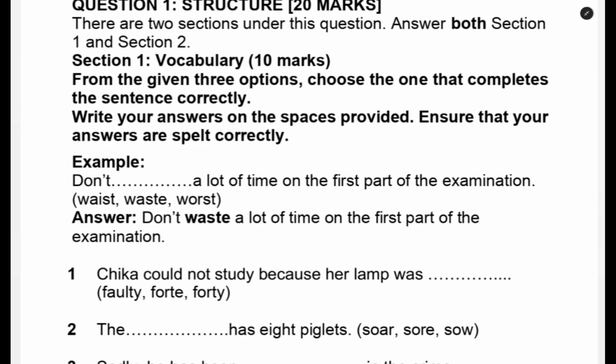So don't waste a lot of time on the first part of the examination. Do not take a lot of time solving one question. So that is the correct answer. And as you can see, the word has been written on the space. It has not been underlined. So in the same context, you are also supposed to do the same.